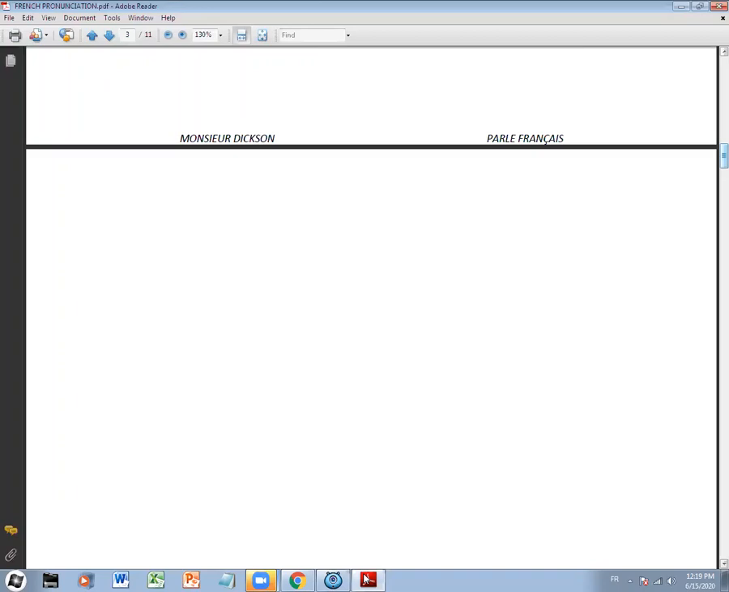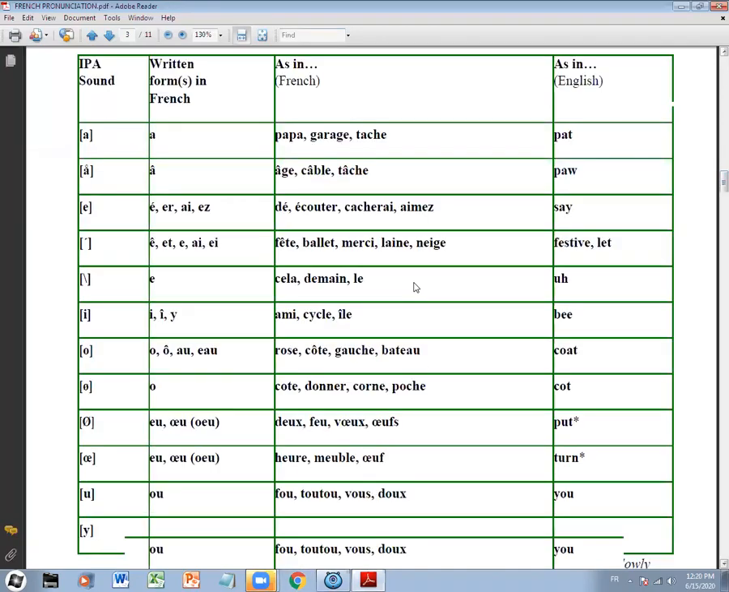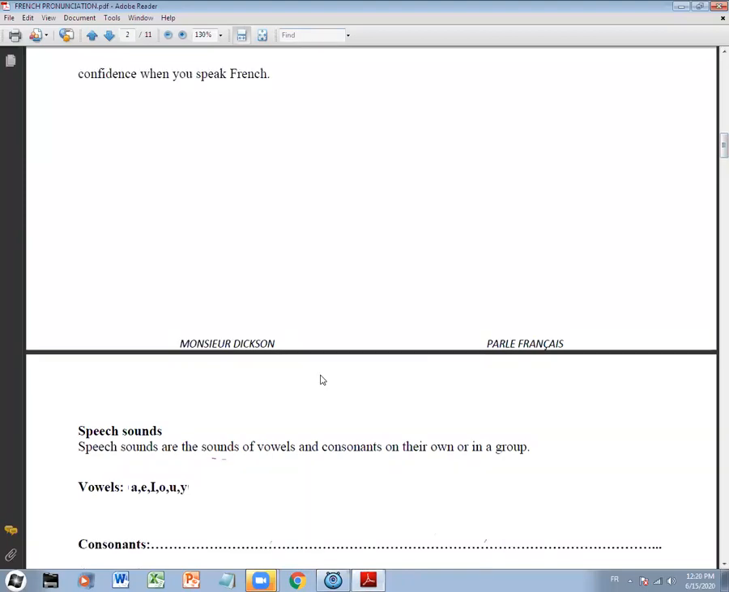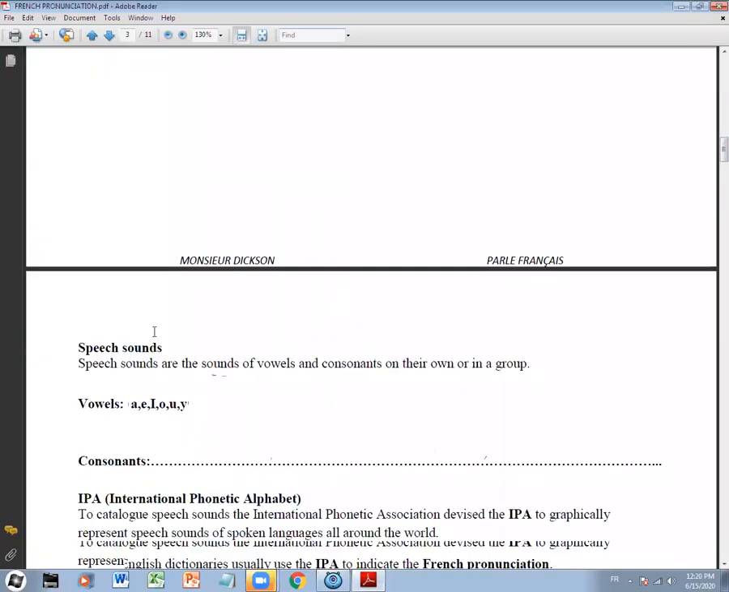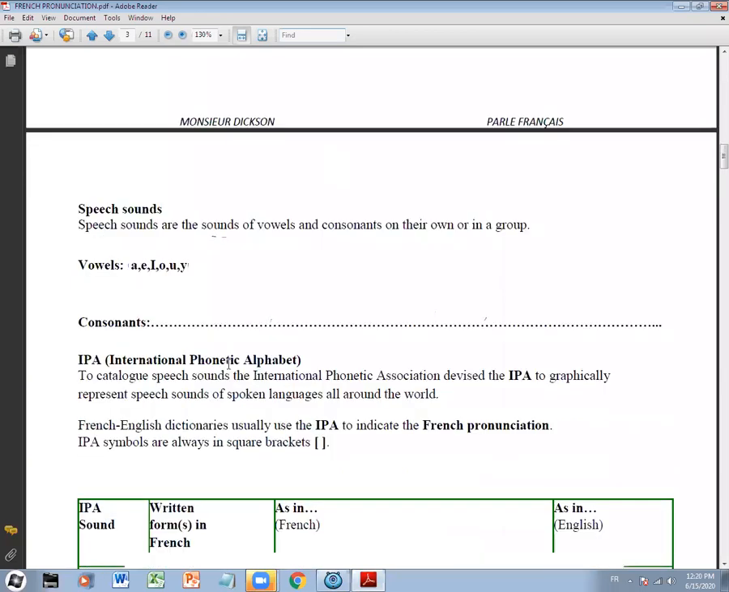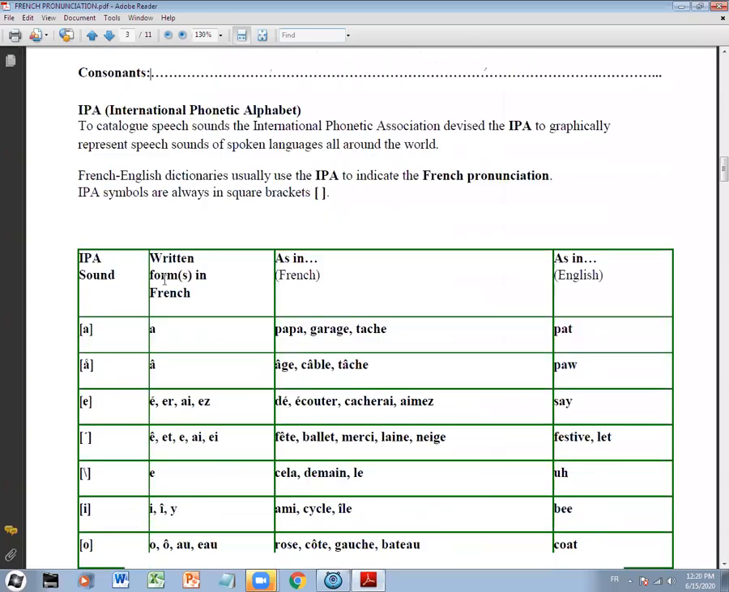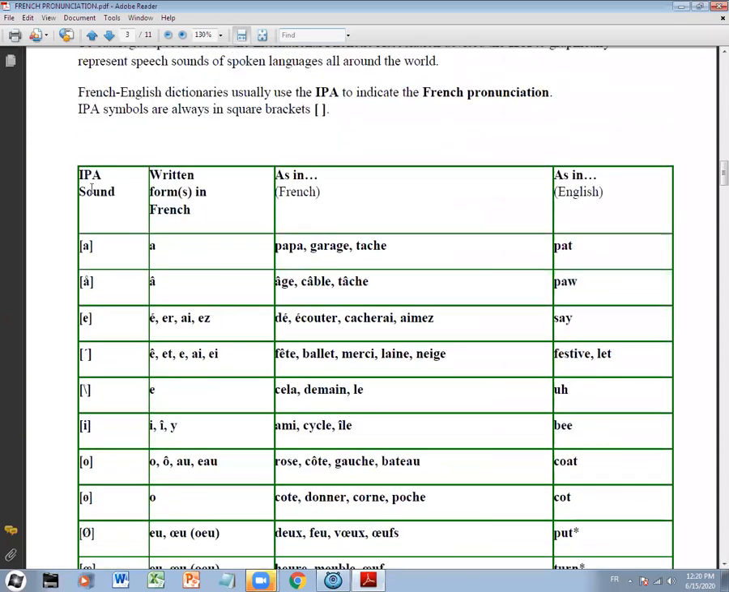So when you talk about the IPA, the International Phonetic Alphabet, that is accepted across the languages being spoken in the whole world, including your mother tongue. So when you talk about the speech sounds, remember I've talked about the vowels and the consonants. You already know them now, that's why I left that. Basically, we have these words: the IPA, International Phonetic Alphabet, written forms in French. I will not go to English.